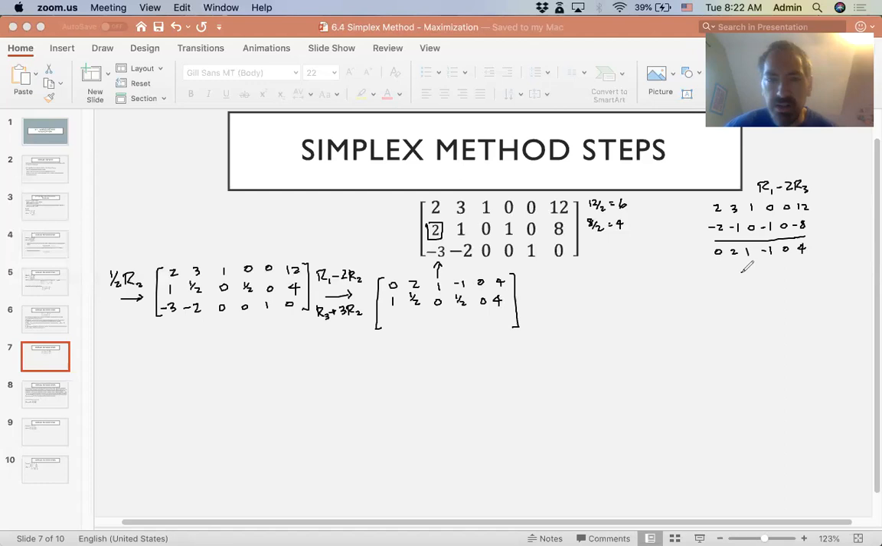And then our 3 plus 3R2. So we're multiplying row 2 by 3. So that's 3, 3 halves, 0, 3 halves, 0, and 12. 0. Negative 2 plus 3 halves is negative 1 half. 0, 3 halves, 1, and 12.